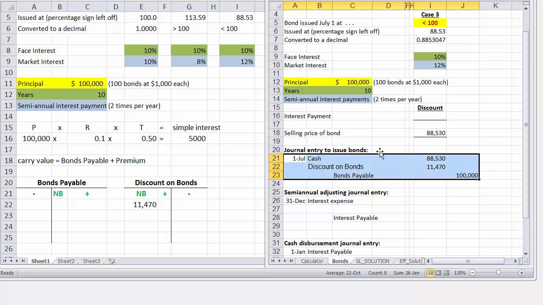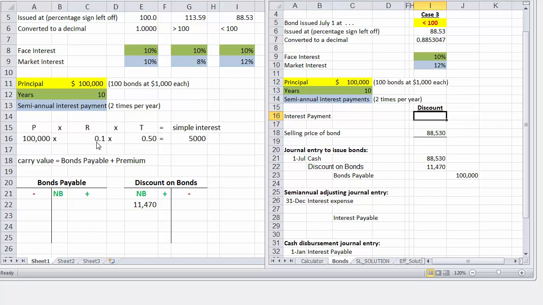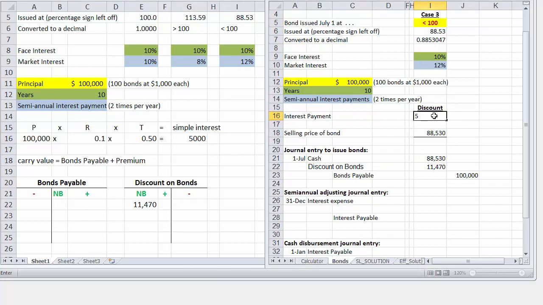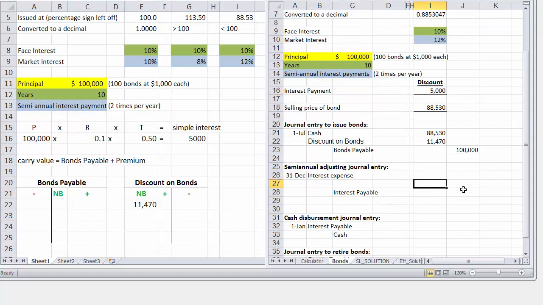And the next thing is we need to figure out what our adjusting entry will be for the interest. Now the interest amount will actually be the same because our principal is still 100, our interest rate is still 10%, and we're using the face interest, not the market, because we didn't agree to that. We agreed to the face interest, which is our contractual interest rate, and then 6/12, which is half a year, and our simple interest for the 6-month period is $5,000. So when we do our accrual entry, we're going to debit interest expense, and we will credit interest payable for the $5,000.